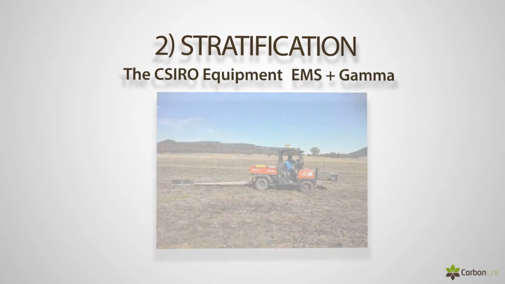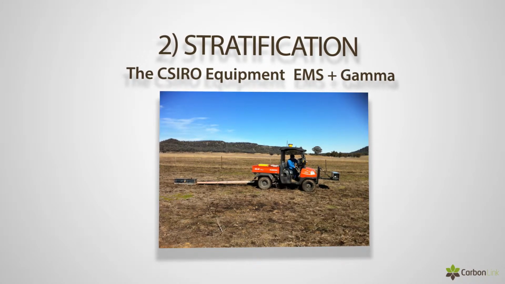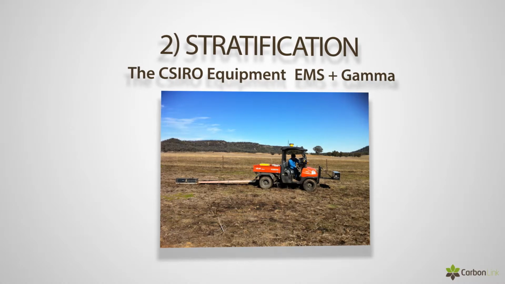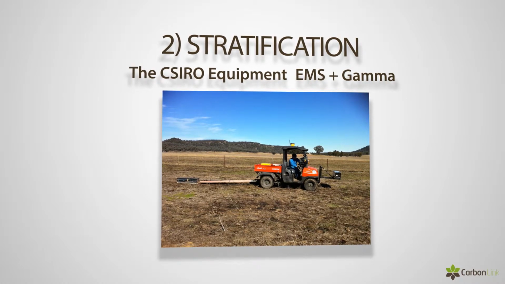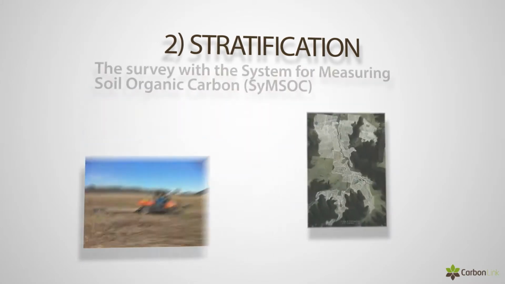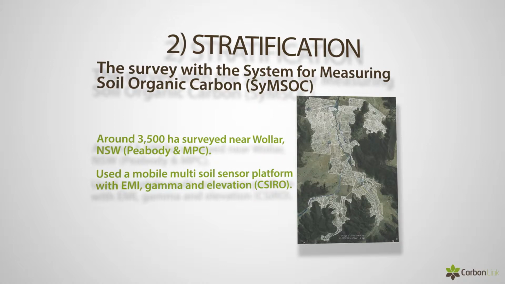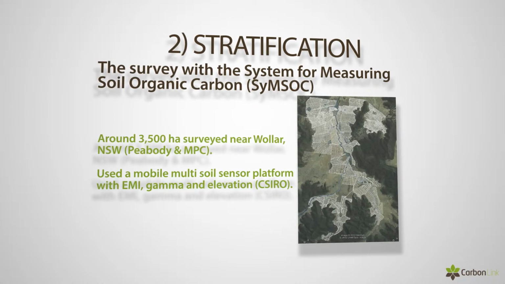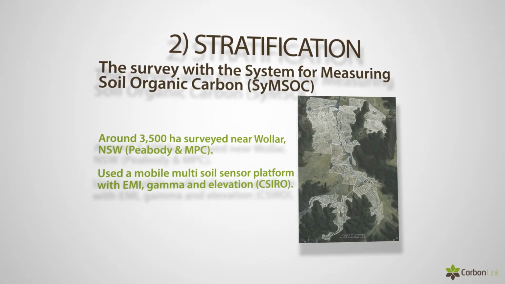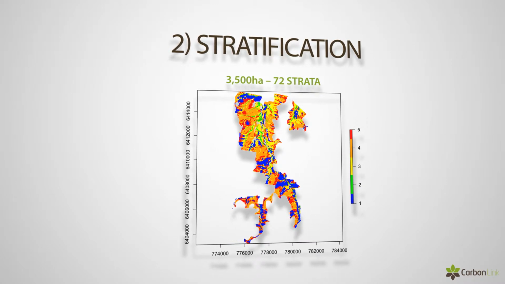You'll see here the equipment that was used in the large-scale experiment in New South Wales in 2012. What that equipment does is drive over the entire property on the right-hand side, and every little line you can see there is where it actually drove. Out of that comes a map of the variability, and in this particular area there's 72 strata. In other words, 72 variants in the soil down to a metre.